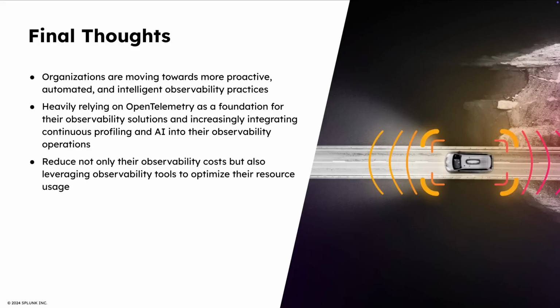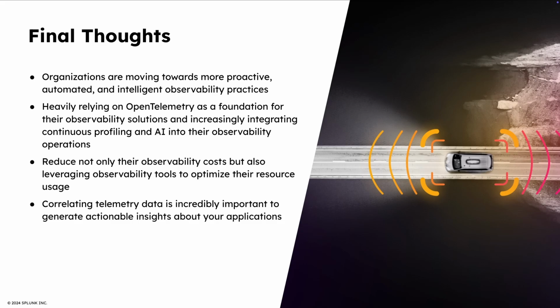There's also a strong focus on reducing not only the cost of observability itself, but also using observability tools to optimize resource usage. By identifying inefficiencies and bottlenecks, teams can fine-tune their systems to get more out of their infrastructure without overspending. And the final takeaway is the value of correlating telemetry data. With correlated telemetry data, teams can quickly pinpoint the root cause of issues, reduce downtime, and deliver a better experience for their users.